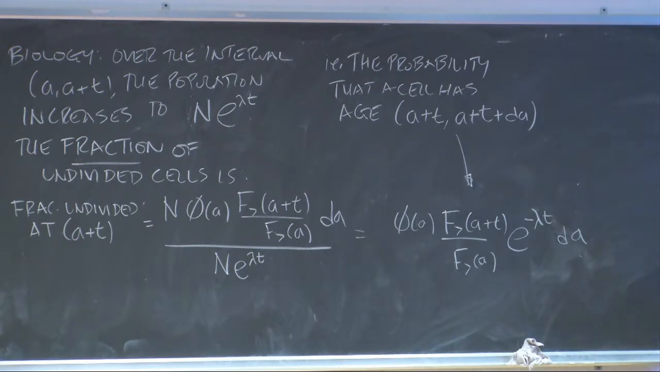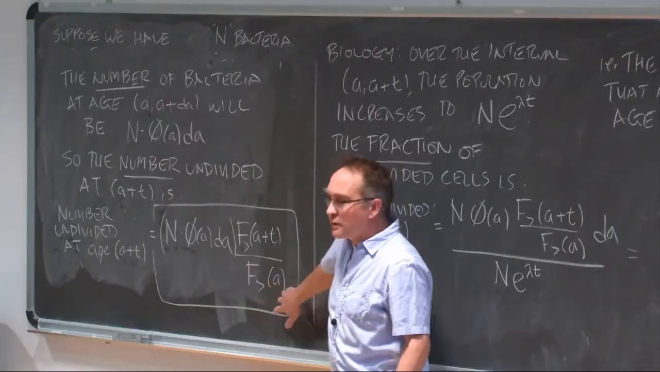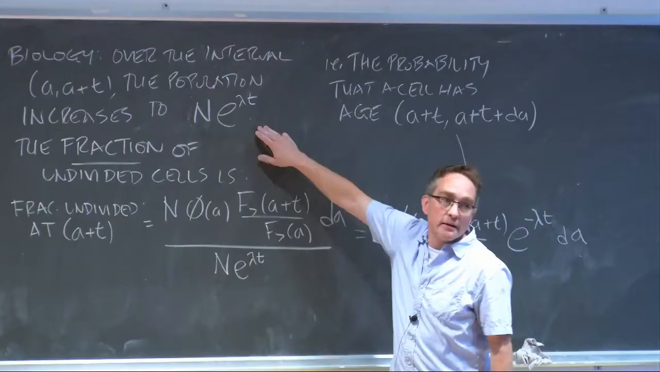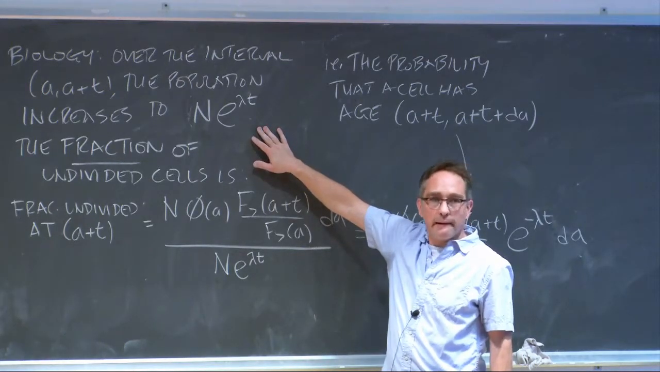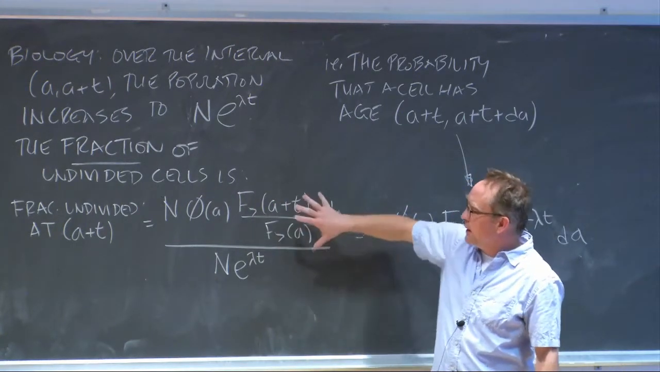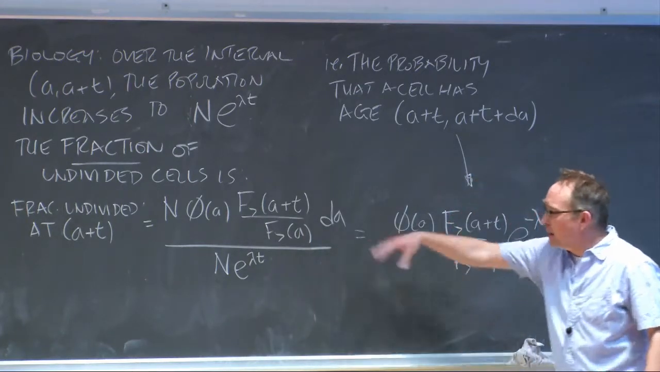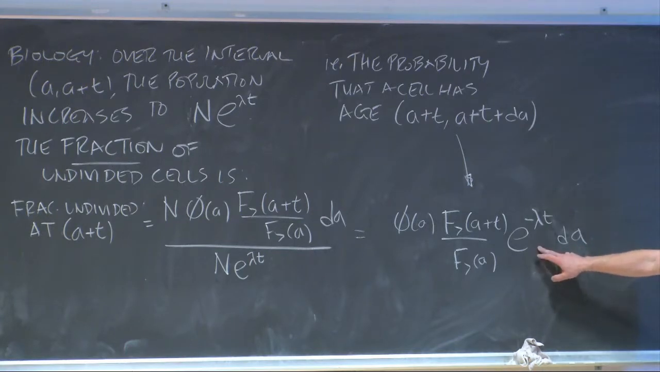Okay, so let's go back to this guy. Is that one? Let's go way back. Is this one all right? Okay, and then this empirical constraint that our cells are increasing exponentially. All right, and we have a fraction of undivided is going to be that number divided by this total population. And then we tidy it up a bit. The n's cancel. This exponential I'm putting in the numerator.